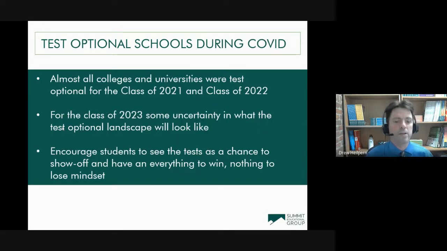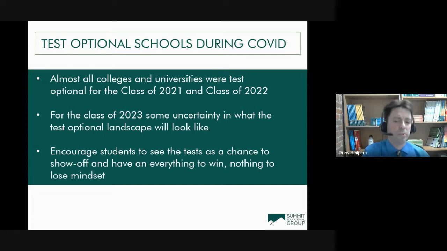So here's where we are now with the test optional schools. Almost all colleges and universities were test optional for the class of 2021 and the class of 2022, so our current seniors. And this was in direct response to the pandemic. Many students in these classes just did not get the opportunity to take tests during the pandemic. Many test dates were canceled and test centers were canceled. So the college admission folks realized it would be completely unfair of us to require standardized testing scores if students did not get the opportunity to take that test.